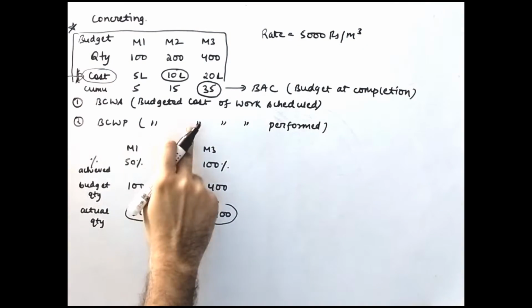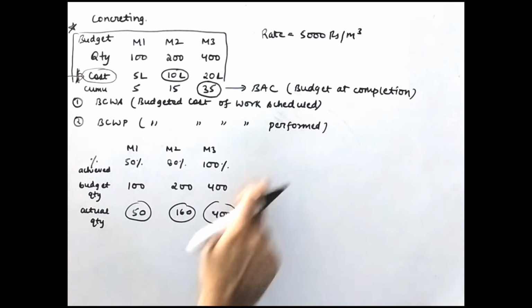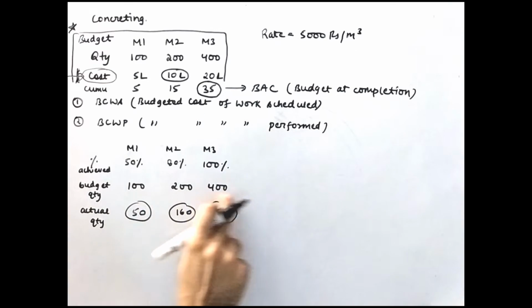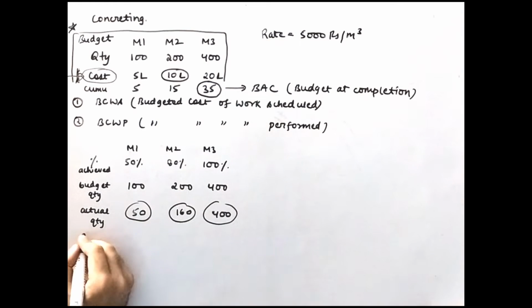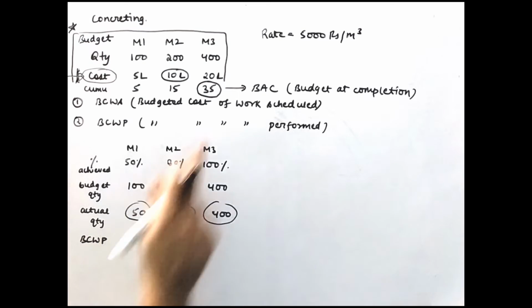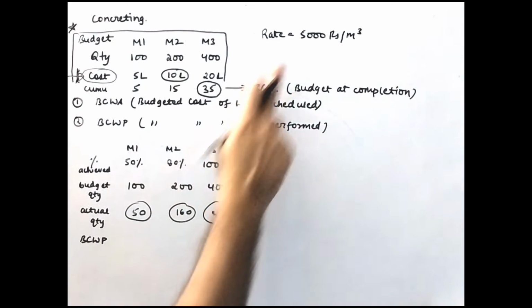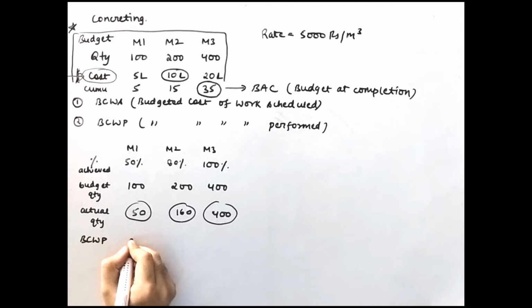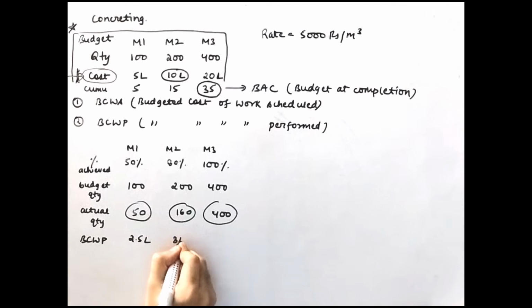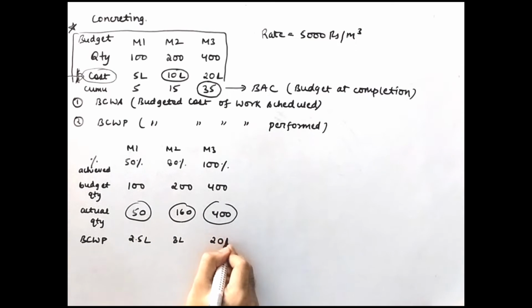But here you have to calculate the budgeted cost of the work performed. How much we performed? This. So you just have to multiply 5000 with this particular quantity. Okay, I hope it's clear. So BCWP will be nothing but 50 multiplied by 5000, 160 multiplied by 5000 and 400 multiplied by 5000. So it will be 2.5 lakh, this will be 8 lakh and this will be 20 lakh rupees.